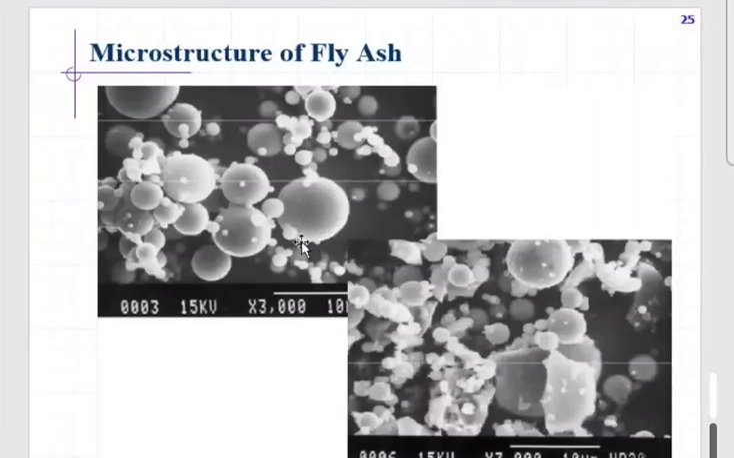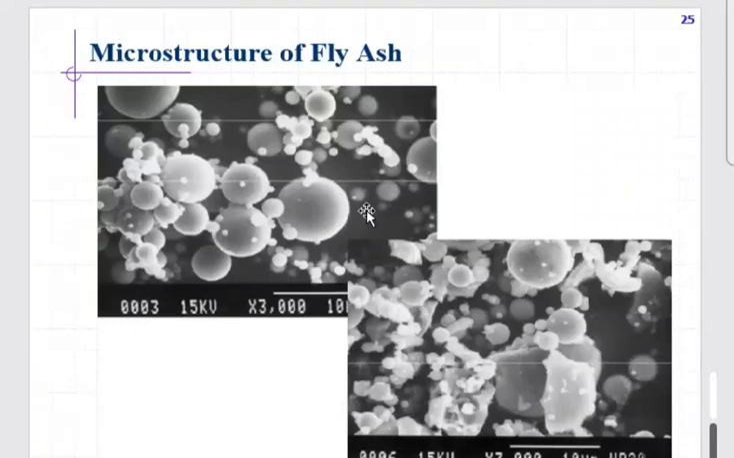This is a microstructure, as I was telling you, that it is more like a spherical balloon-like structure. Once it ruptures, you will see it is a balloon-like structure. Whenever you see an image other than this, you cannot say that there is a fly ash. Are we there?